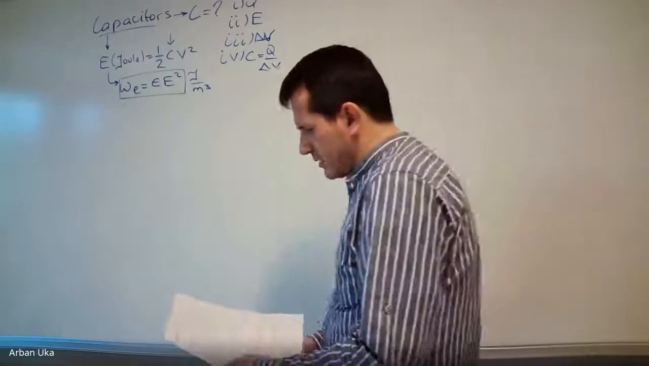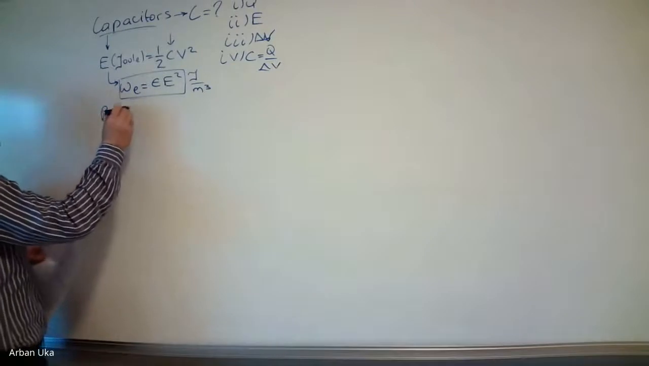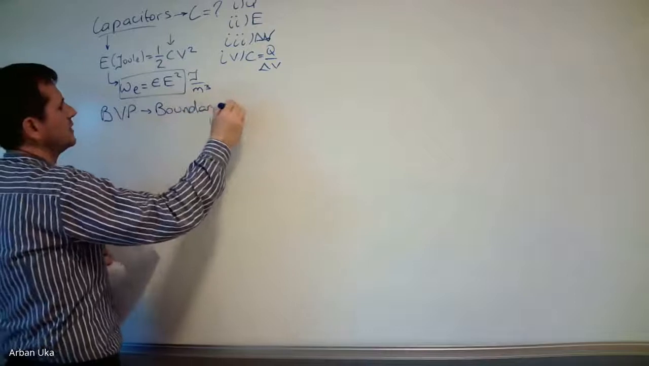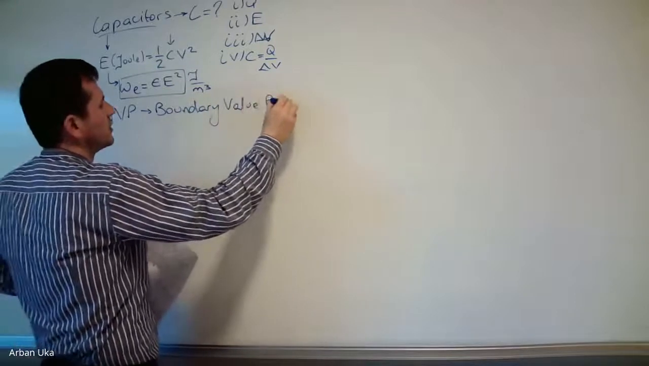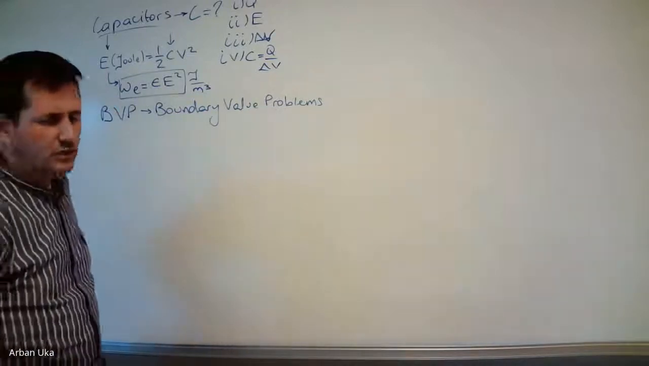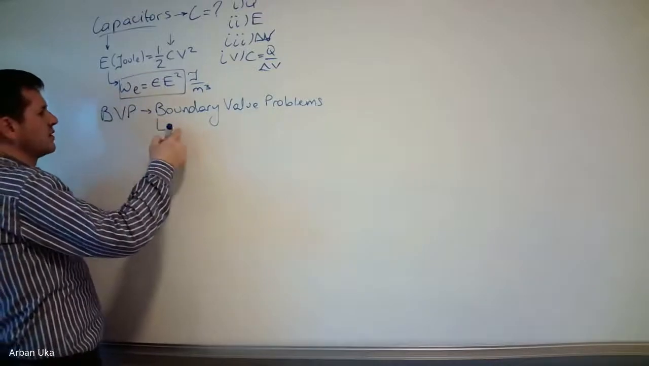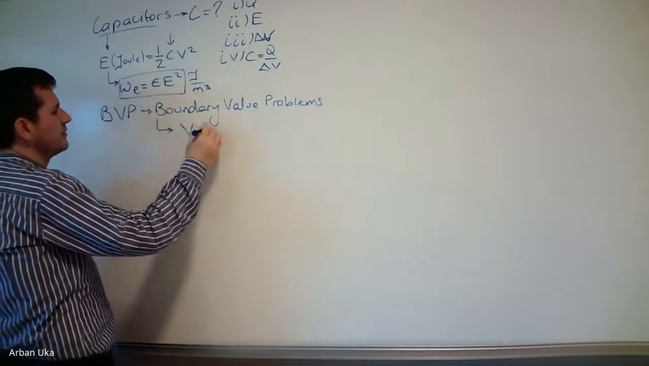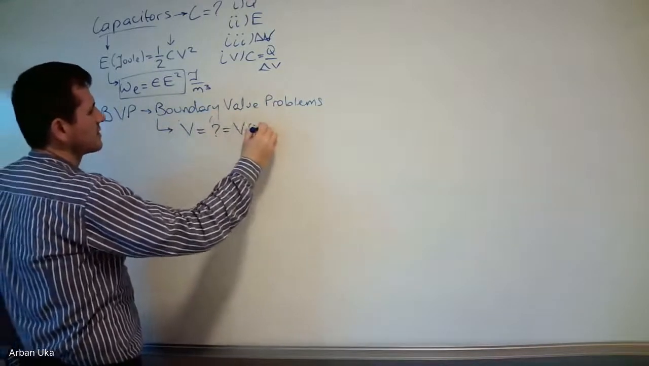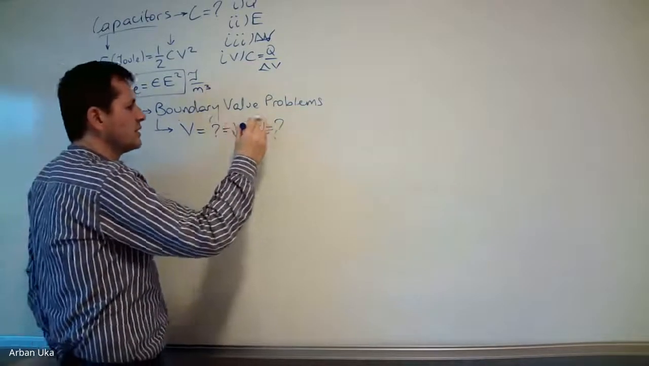After we dealt with these topics, we talked about the boundary value problems, the BVP. In boundary value problems, we had a different approach to determine the potential as a function of x. So here the question was the following: find the potential, V(x), which means find the potential as a function of the space parameter.